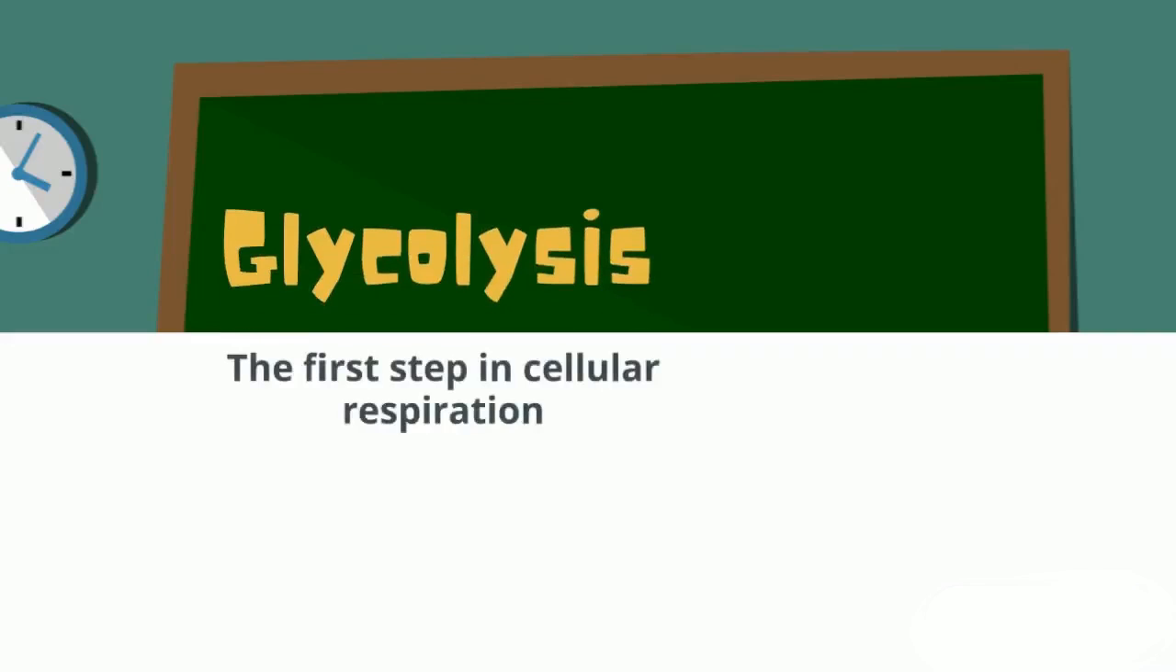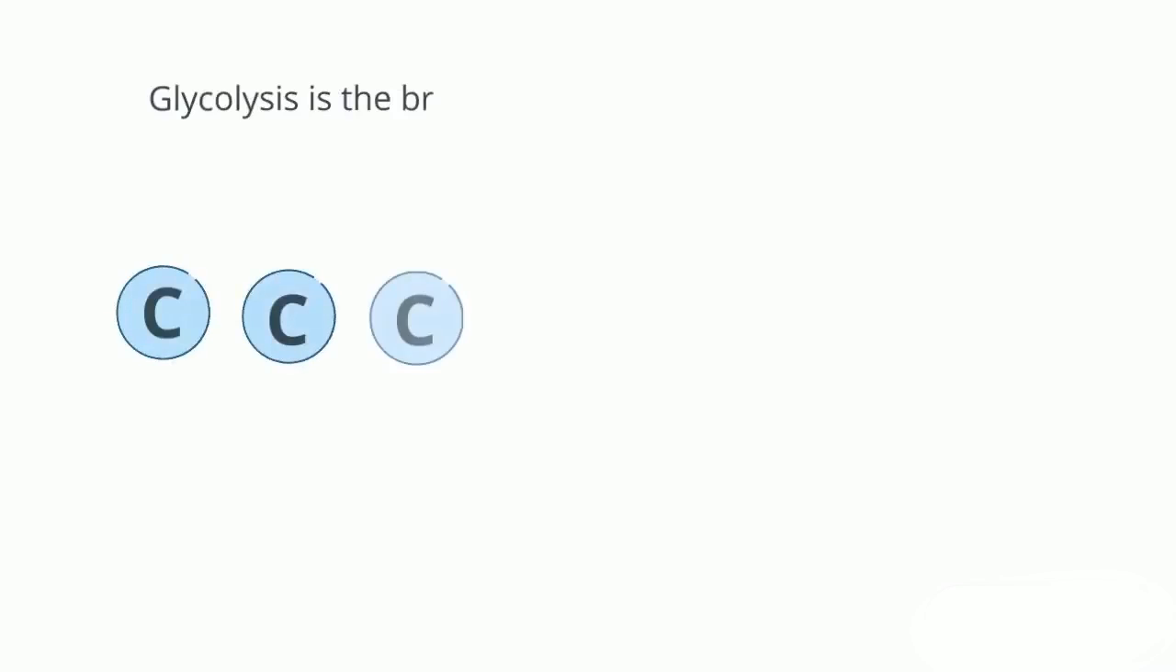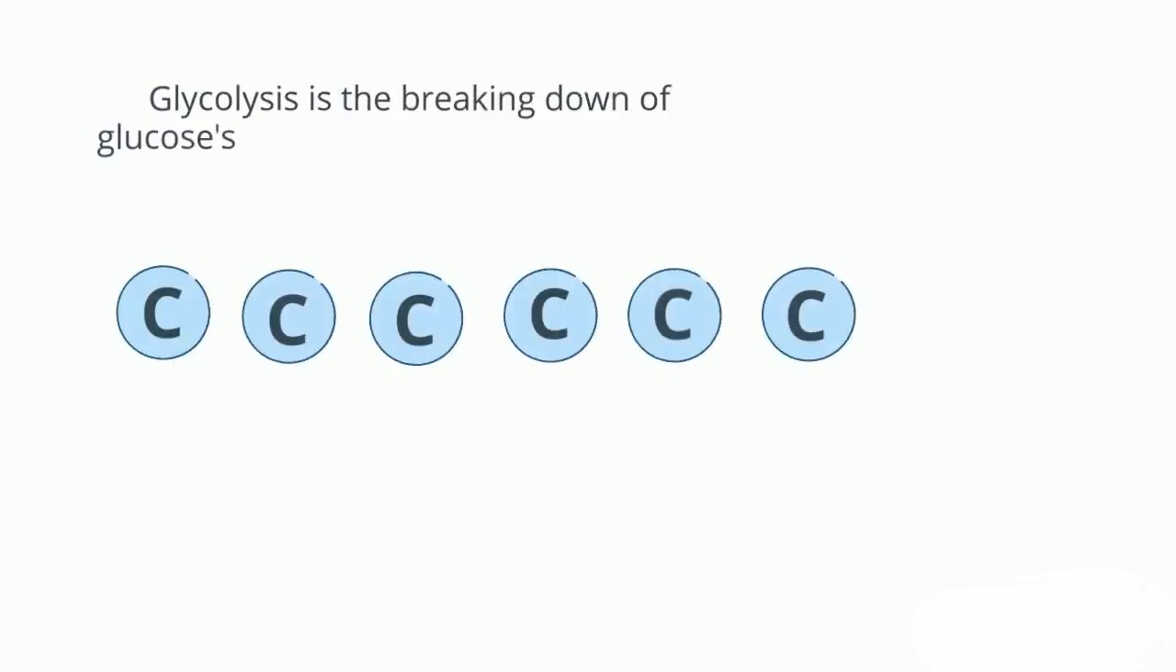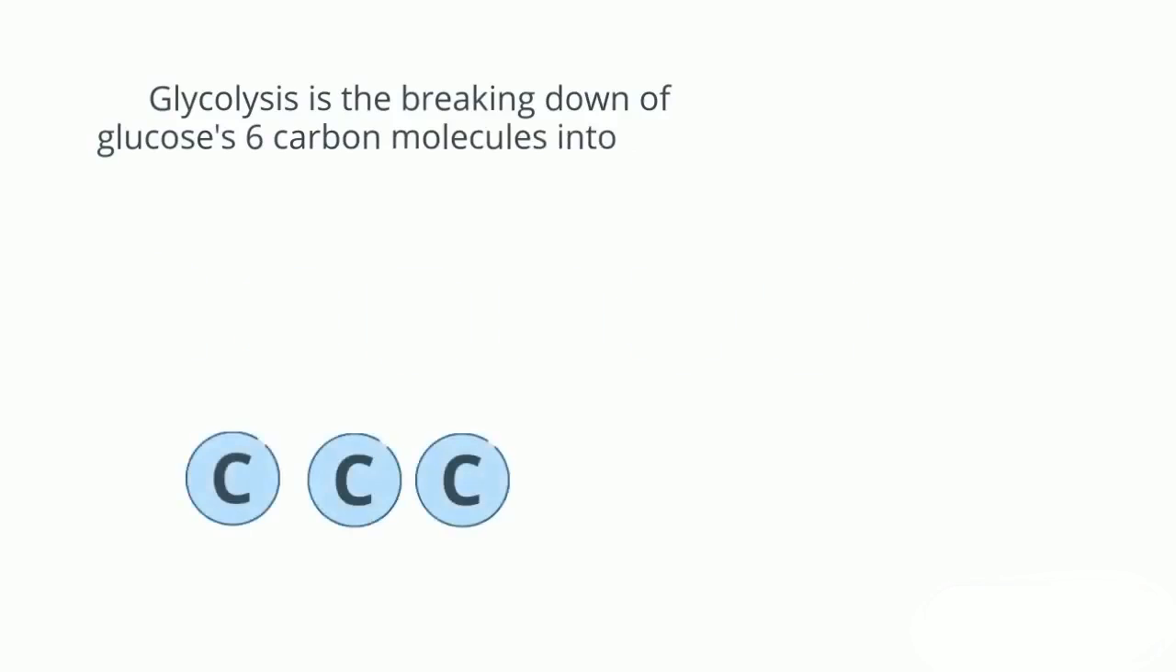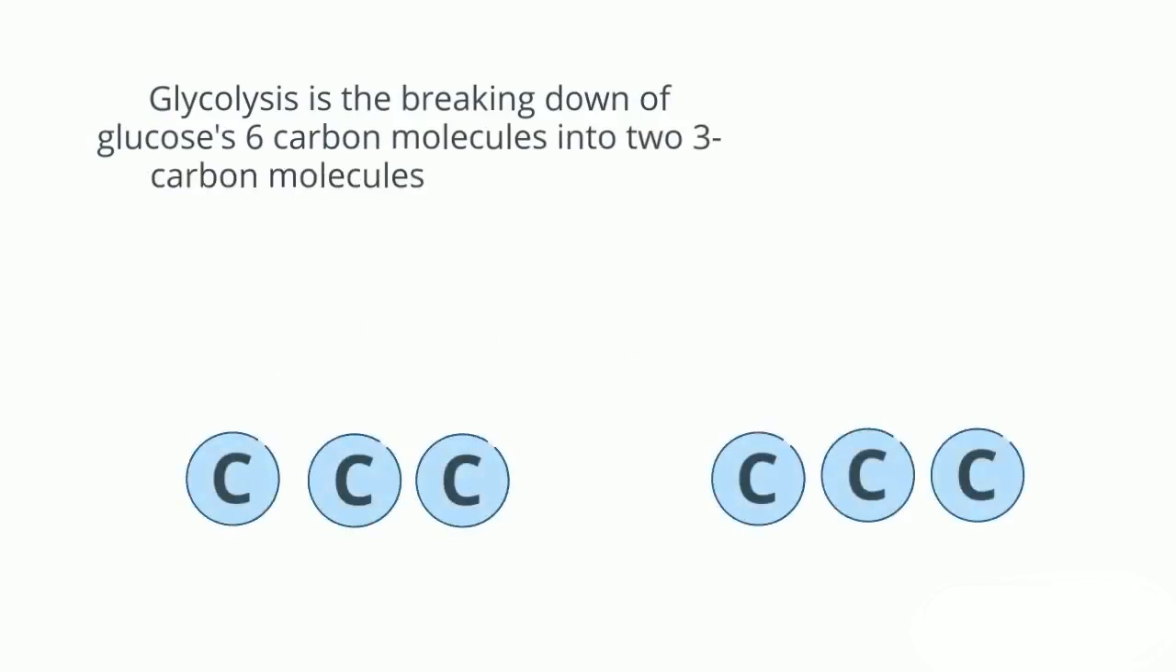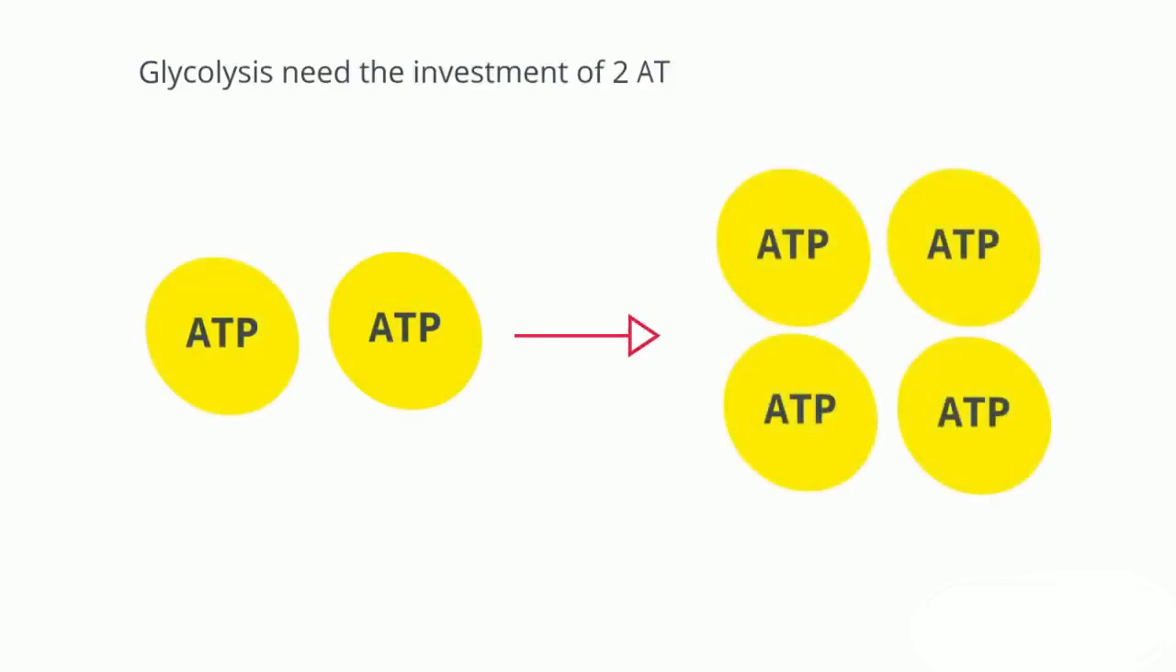Let's start with the first step of cellular respiration, glycolysis, or rather the breaking down of glucose molecules, also known as the sugar. Glycolysis is the breaking up of glucose's 6-carbon rings into 2 3-carbon molecules. For reference, if you want to make money, you gotta spend money. Glycolysis needs the investment of 2 ATPs in order to work, and in the end generates 4 ATPs, for a net profit of 2 ATPs.